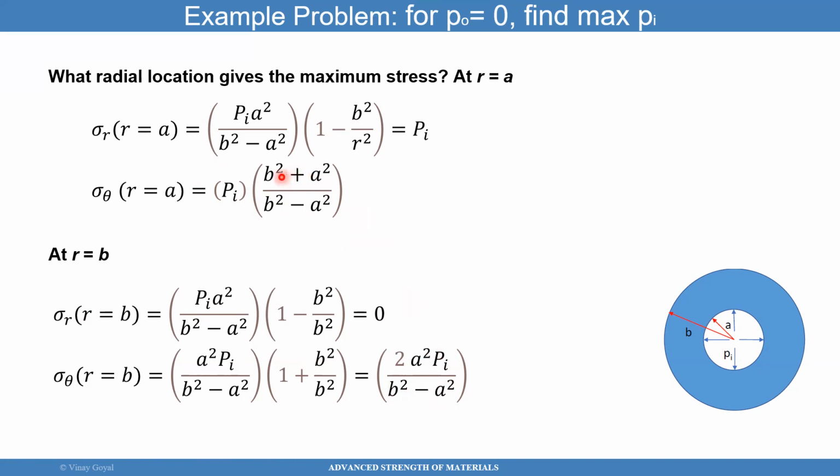And for this particular problem, if you compare b squared plus a squared and compare that to 2a squared, you will find that this will be greater. So therefore, that's where I'm going to base my design off. So that's the most critical case, this one here. The critical stress is what I meant.